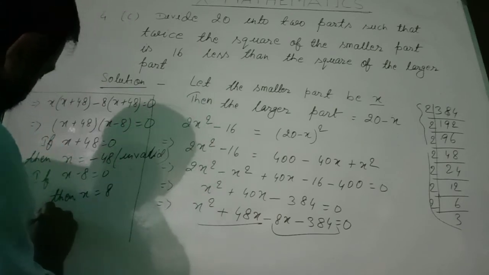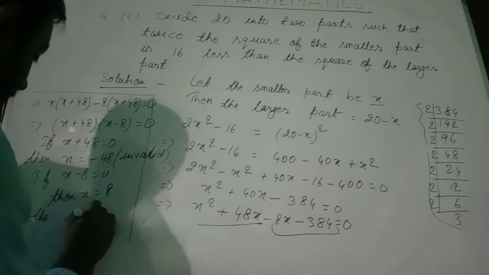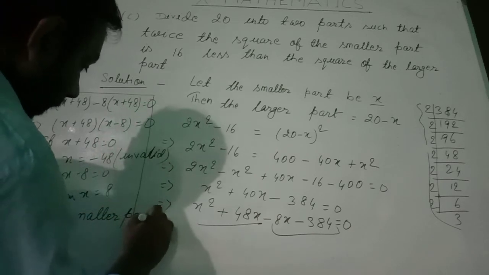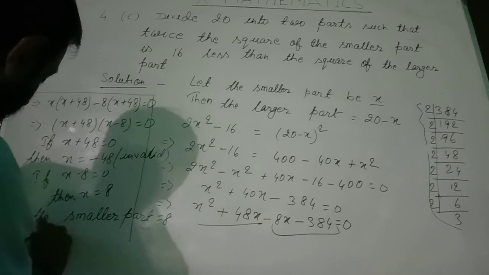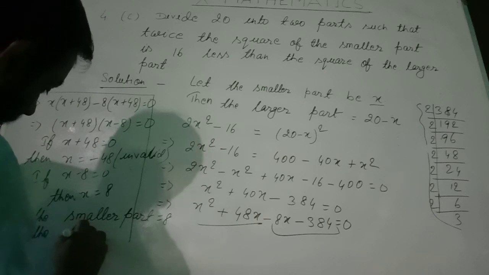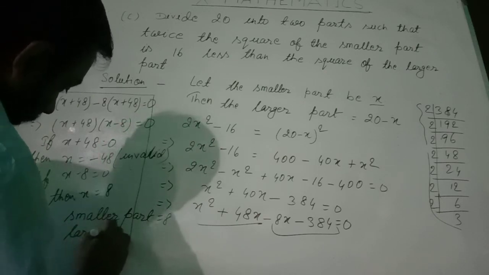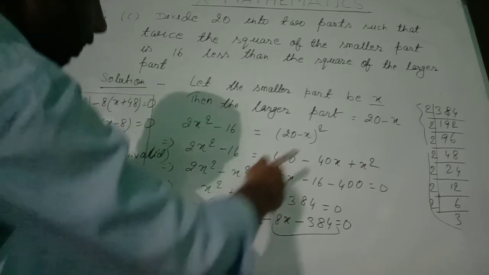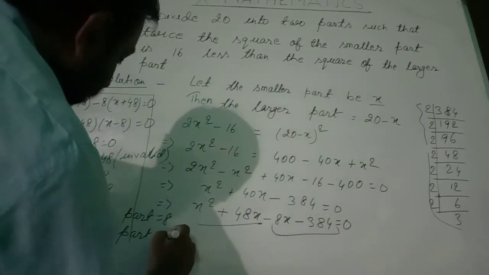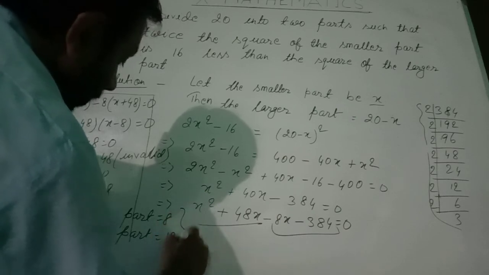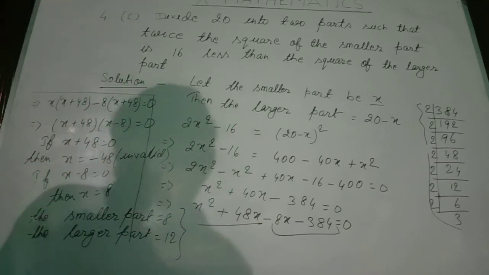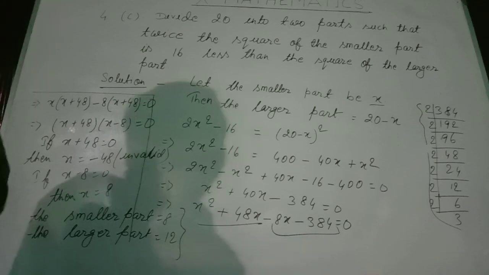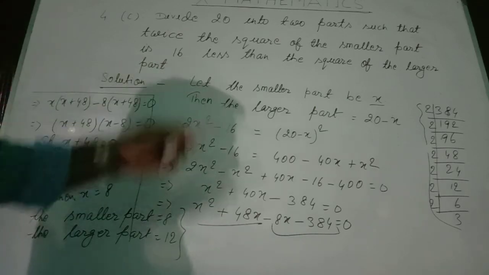The smaller part is equal to 8, the larger part is equal to 20 minus x, meaning 20 minus 8 equal to 12. So these became the parts of the division of 20 on the basis of this statement.